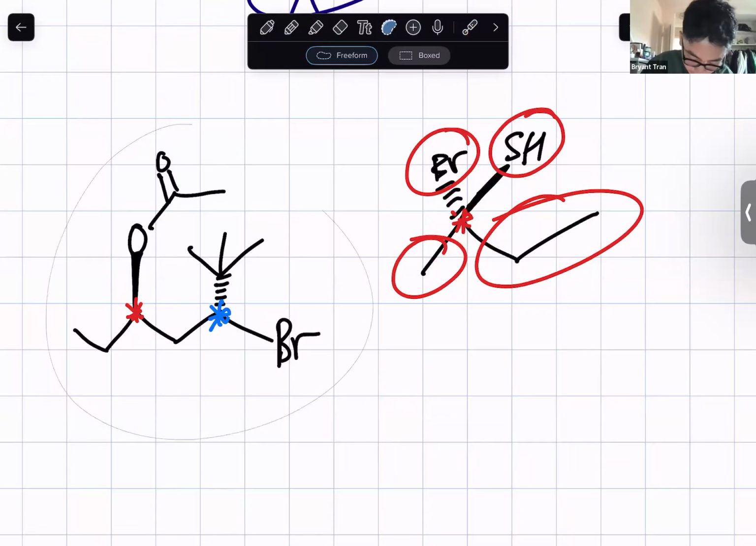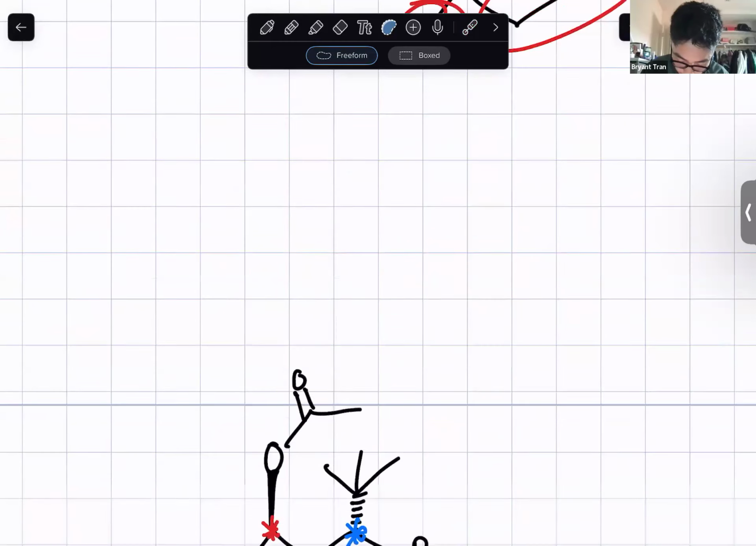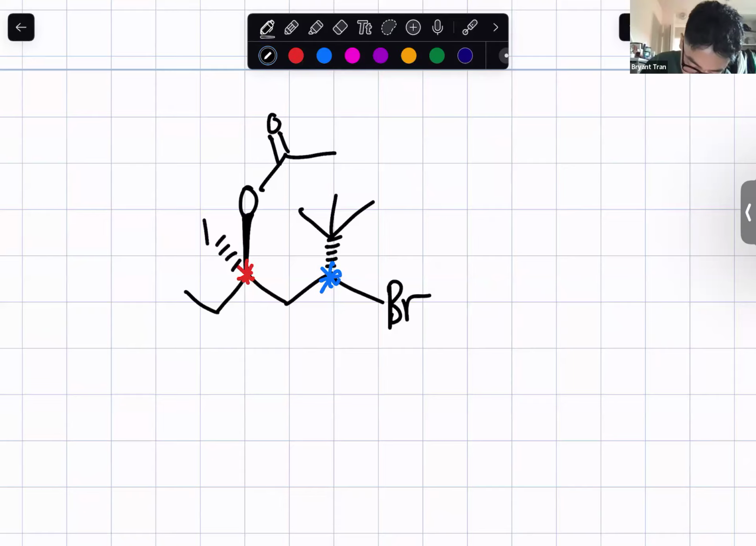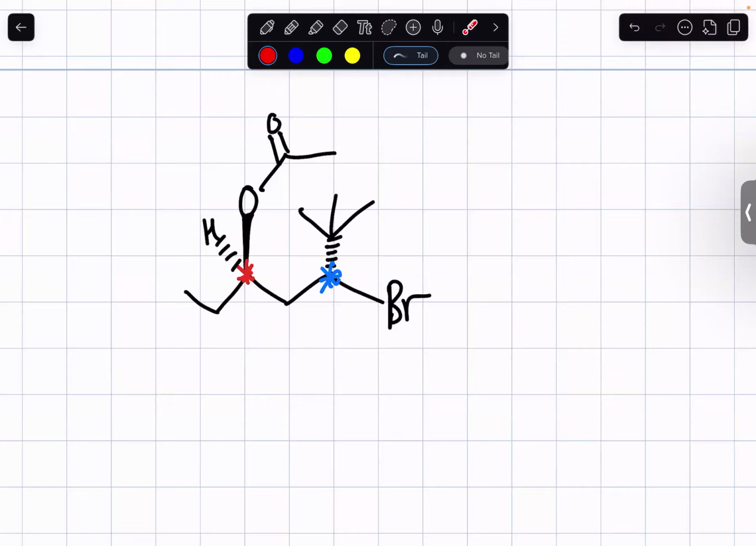Okay, so now let's draw that hydrogen out in a dash, and it has to be a dash because this carbon already has two flat bonds and one wedge bond. So the missing bond has to be a dash like that. Given that, what is the RS configuration for this chiral center? Is it R or is it S? That's an R.